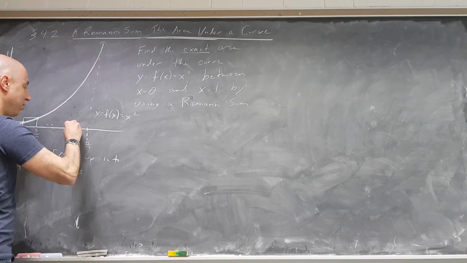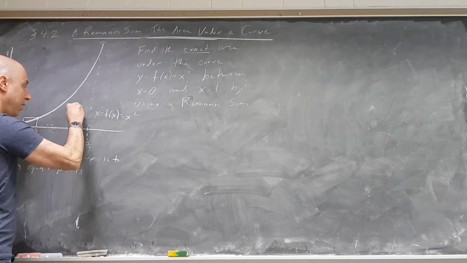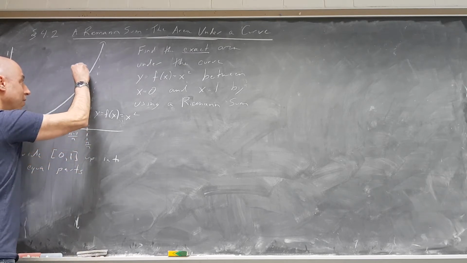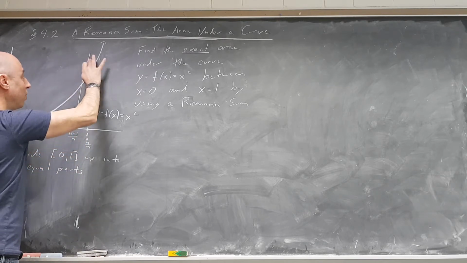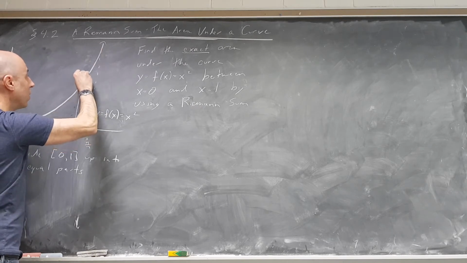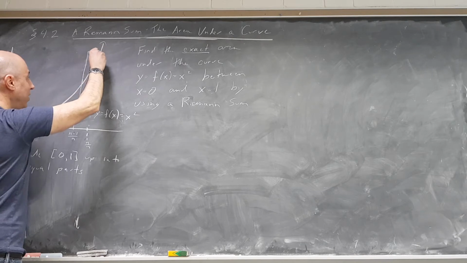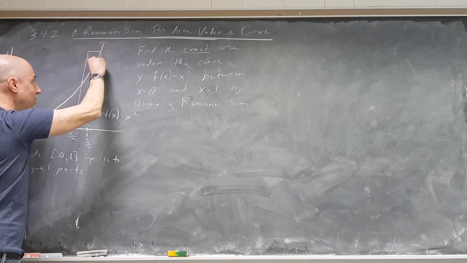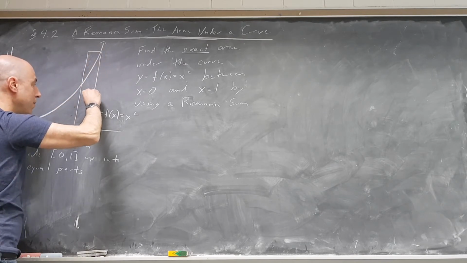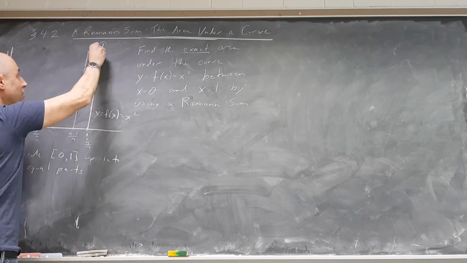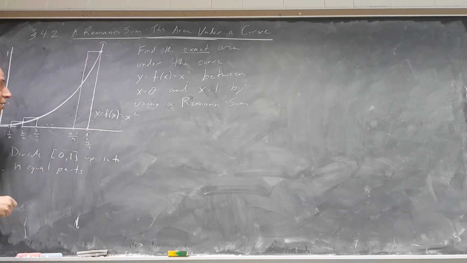So let me do my best to draw this. Apologize in advance for the wonky drawing. Oops, that is wonky. That's supposed to be a rectangle. Use your imagination. And it touches the curve at x equals n over n, or 1.